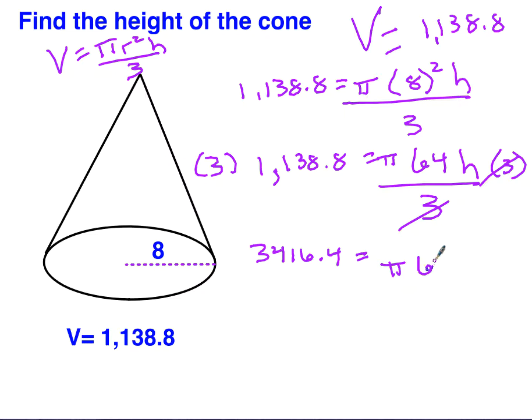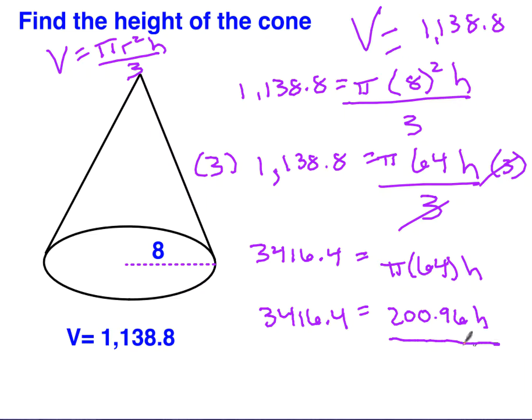Pi times 64 times h. Now I can multiply 64 times pi, and that's going to give me 200.96h. I still have to bring everything else down. My final step would just be to divide whatever's in front of my h, because I want to get h by itself. So this is 200.96 times h, and I want to get h by itself by dividing by 200.96. And when I do that, I do get h by itself.